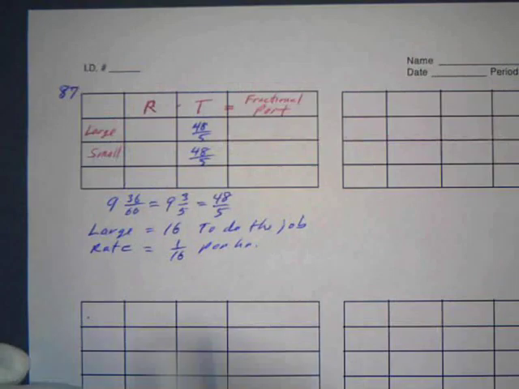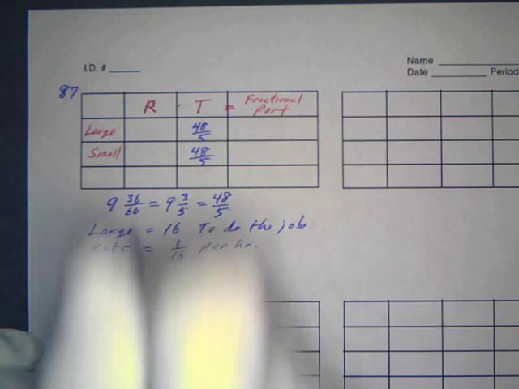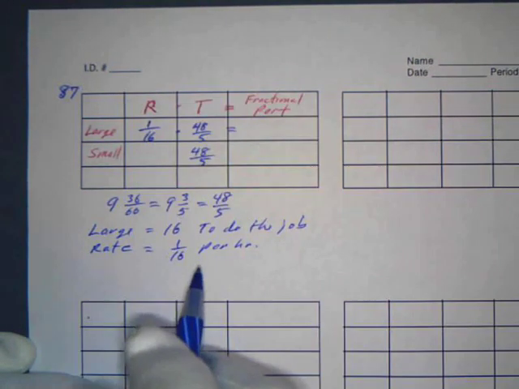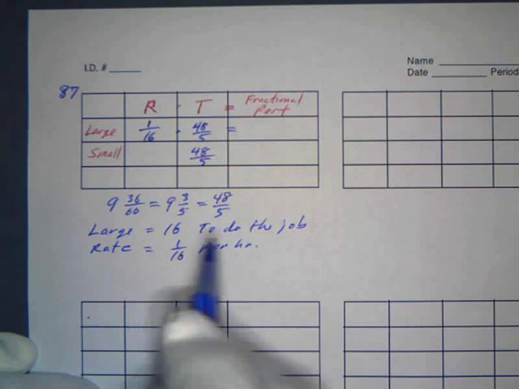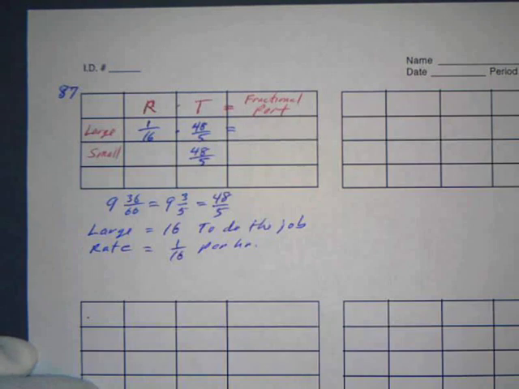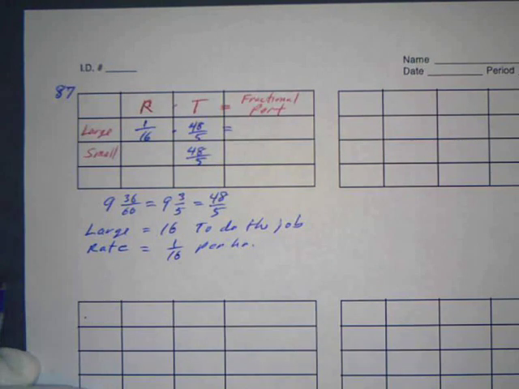So we can put that in here, 1 over 16. That's its rate. And we know that rate times time equals the fractional part of the job done. Okay, so if this was going to do 8 hours, 8 times 1 over 16 would be 8 over 16. In 8 hours, it would do half the job. So that's the fractional part of the job it's going to do.